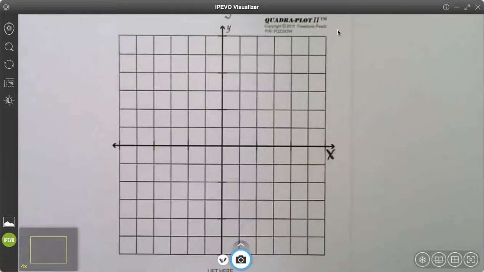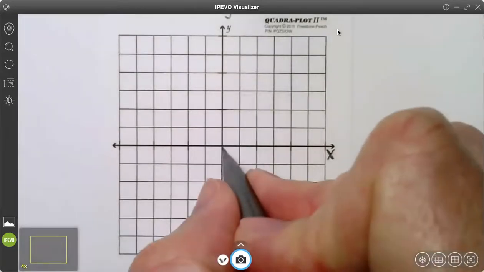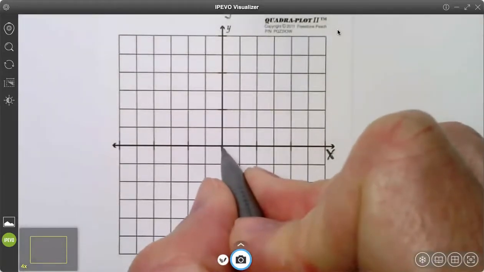O-R-I-G. I shouldn't have tried to spell it. Origin. This is where your graph originates, right here at the origin.